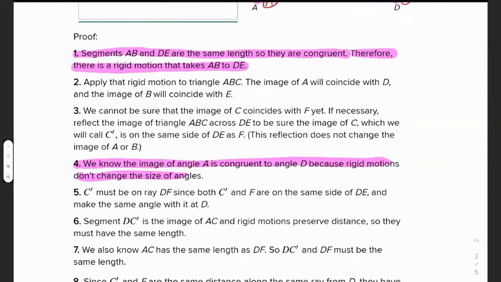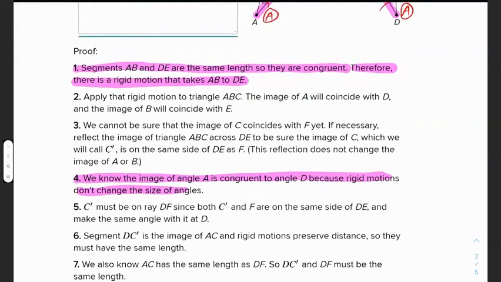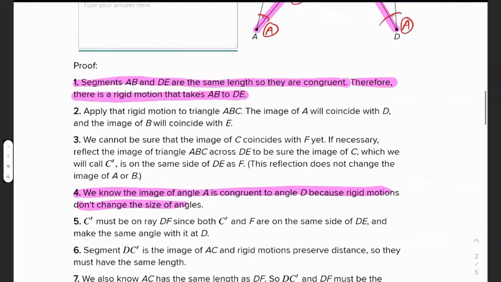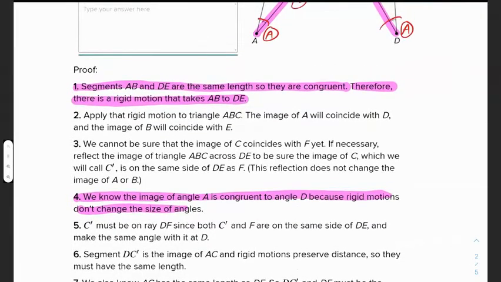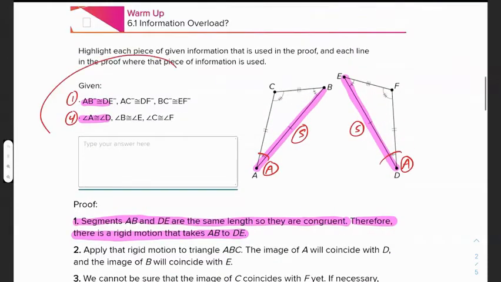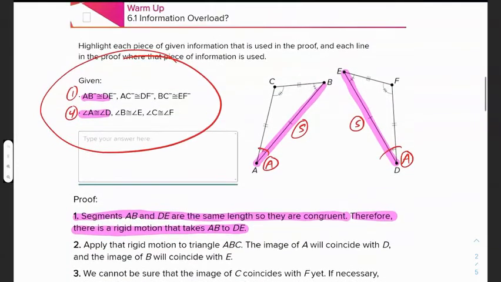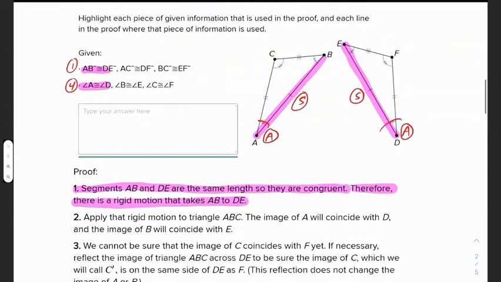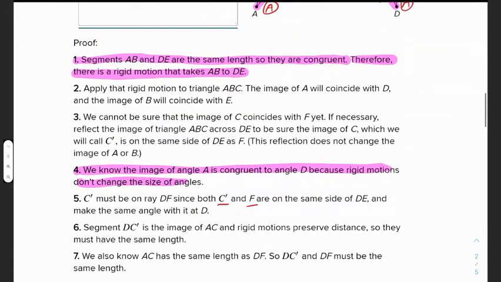Number 5, they say C prime must be on ray DF since both C prime and F are on the same side as DE. Well, did they say anything about C prime and F in the given? Did they say anything about C and F prime or C prime and F? No. They just said angles, right? The angle C, angle F. So number 5 doesn't make sense.